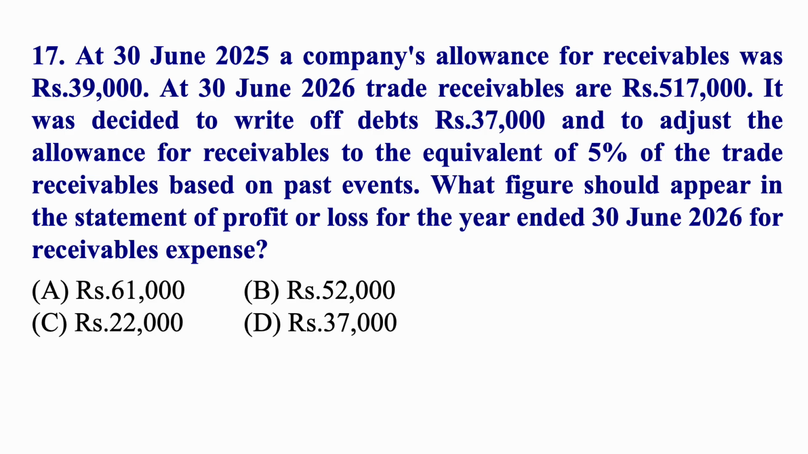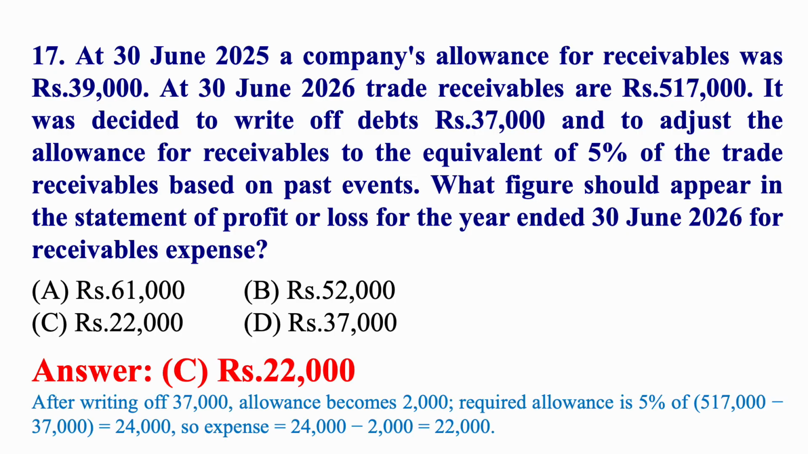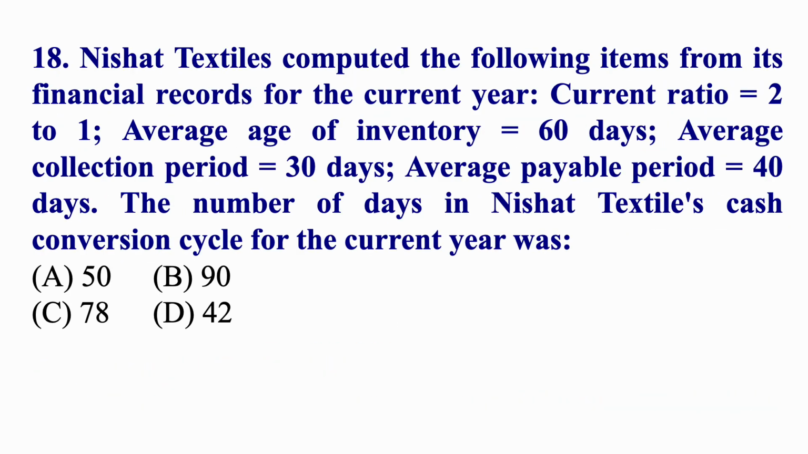At 30 June 2026, trade receivables are rupees 5,17,000. It was decided to write off debts rupees 37,000 and to adjust the allowance for receivables to the equivalent of 5% of the trade receivables based on past events. What figure should appear in the statement of profit or loss for the year ended 30 June 2026 for receivables expense? Rupees 22,000. Nishat Textiles computed the following items for its financial records for the current year.